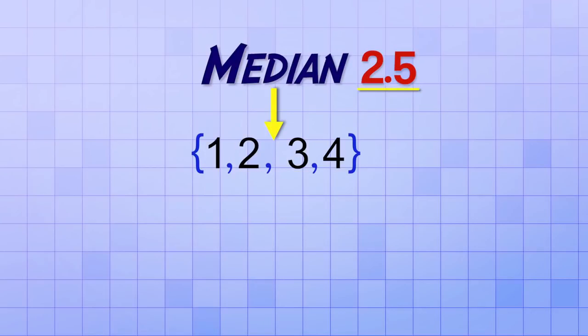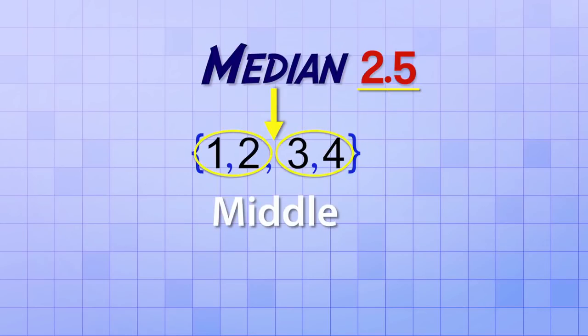Even though the number 2.5 isn't actually a member of the data set, it's the median because it represents the middle of the data set and it splits the members into 2 equally sized groups.